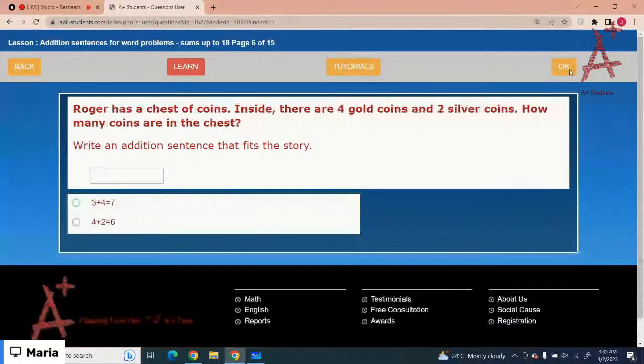Okay, Roger has a chest of coins. Inside there are 4 gold coins and 2 silver coins. How many coins are in the chest? You need to calculate the total coins in the chest. So which option is the correct one? Which addition sentence fits the story? Which is the correct option?